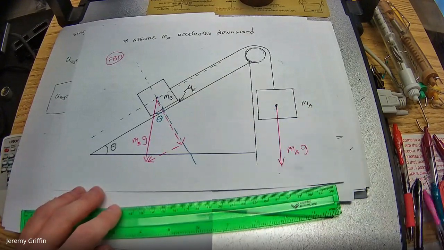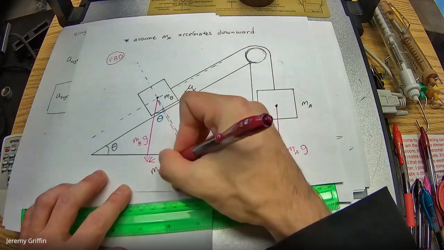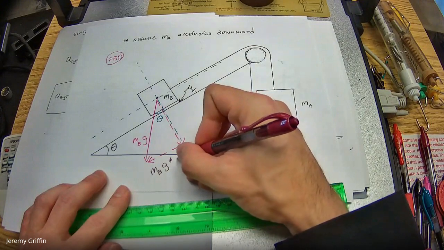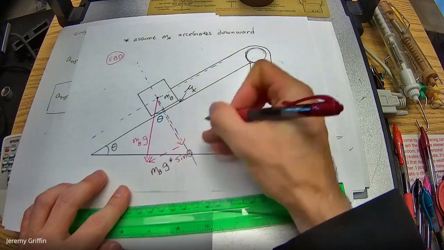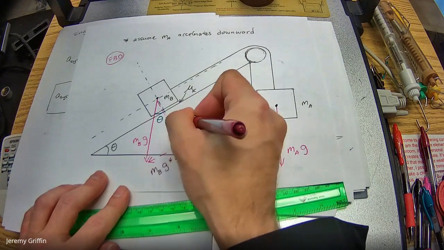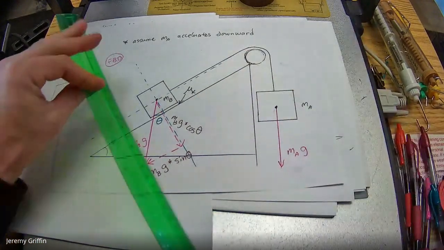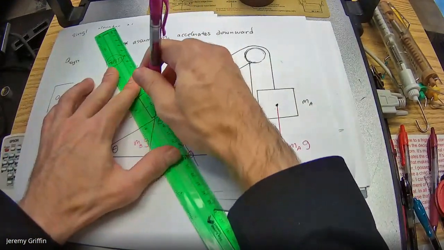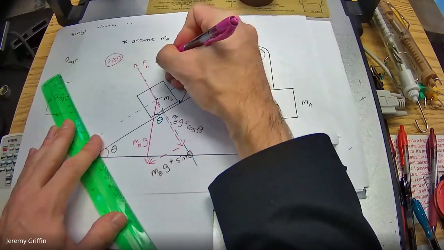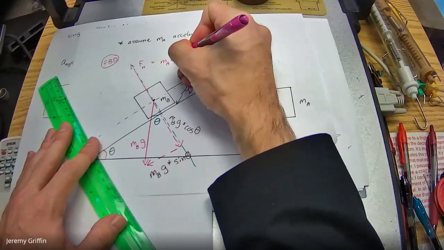You guys see that this component here would be, well, you guys have done enough of these. You're staying a step ahead of me, right? This is the weight of block B times what? Yep, sine of the angle. And then this one must be M_B g times cosine of that angle. There is a normal force, which is equivalent to M_B g cosine theta.